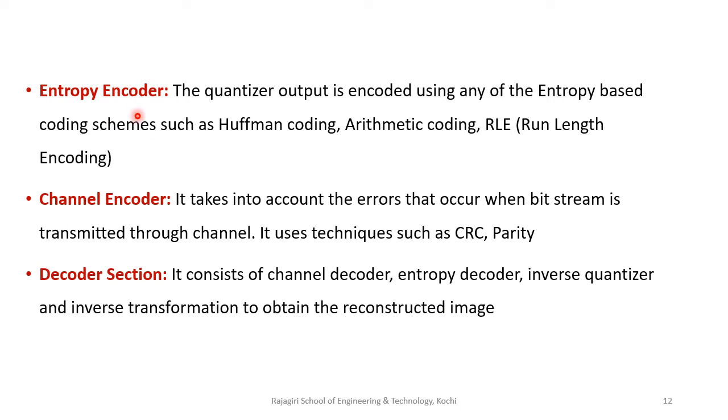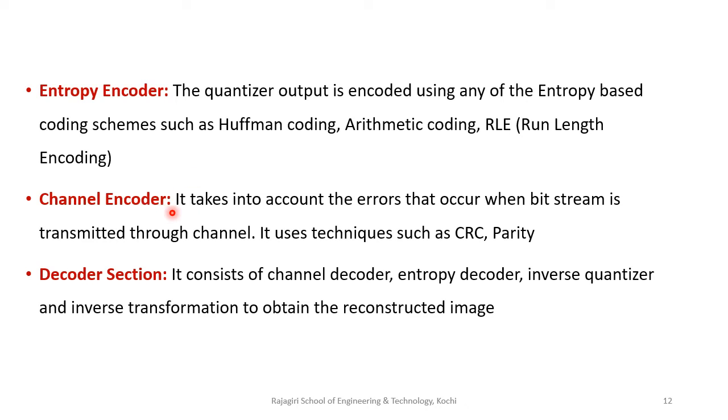The next block is the entropy encoder. The function of the entropy encoder is to reduce the number of bits required to represent each symbol at the quantizer output. So here the quantizer output is encoded using any of the entropy based coding schemes such as Huffman coding, arithmetic coding, or run length coding, which was discussed in the first part of the sixth module.